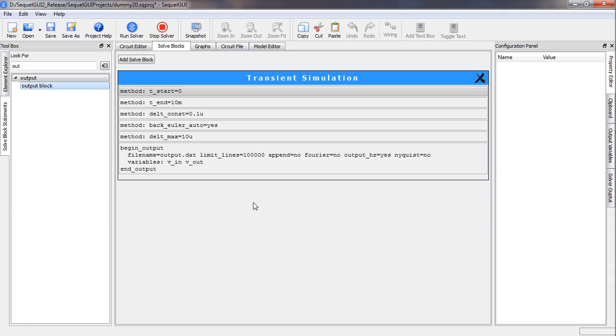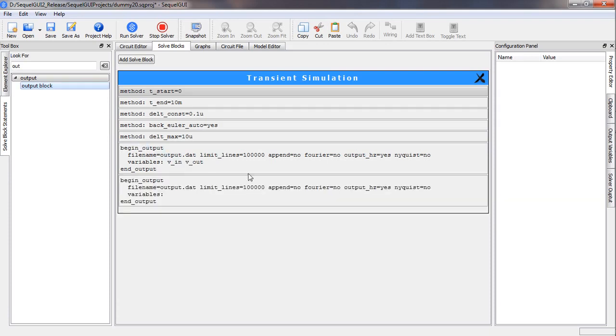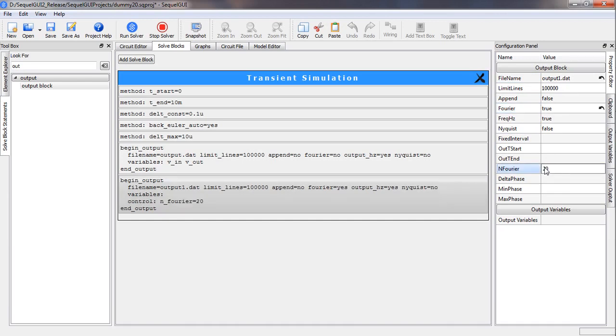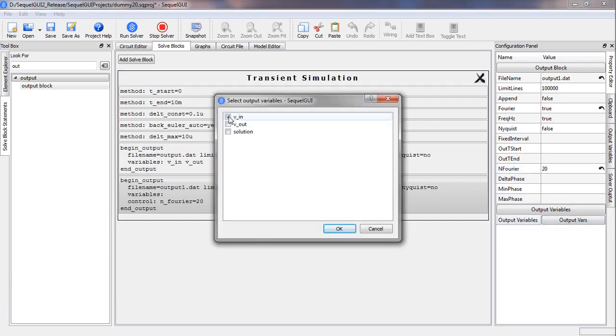Let us now look at the quality of the sine output that we have got, and we do that by looking at the Fourier components of the output voltage. So let us bring in another output block, change the name of the file so it does not clash with the earlier one, choose Fourier equal to yes. Let us look at 20 Fourier components. Output variables, let us look at both input and output voltages.